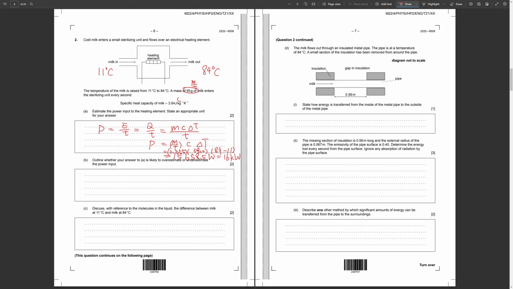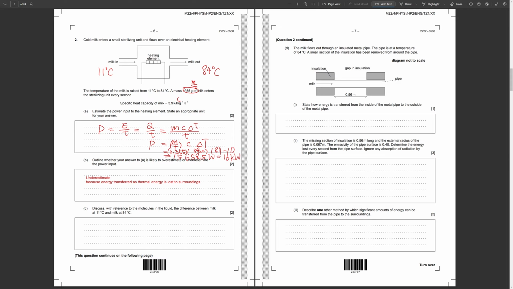Part B, our previous calculation is probably an underestimation of the actual power input. The reason is, in practice, there should be some energy transferred as thermal energy lost to the surroundings.